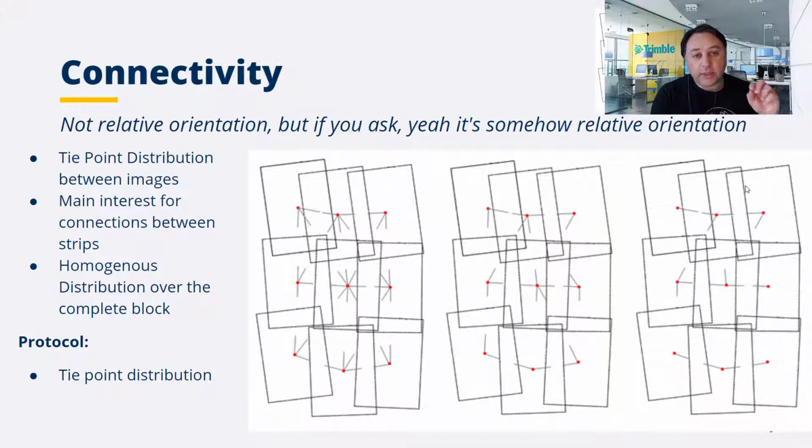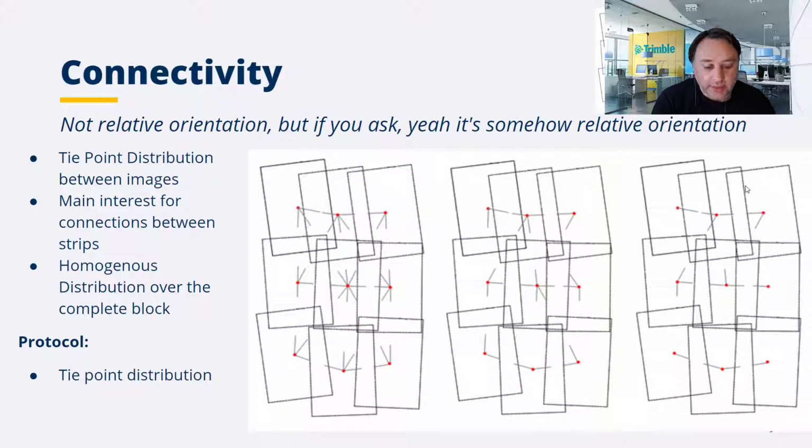And also, a second protocol entry is the statistics of these tie points, which is the second slide here after the tie point distribution. In general, we also want to see that the tie points are equally distributed over the complete block, so that when we adjust the block, of course, we don't have weaker and stronger sides, and to achieve a nice block adjustment.